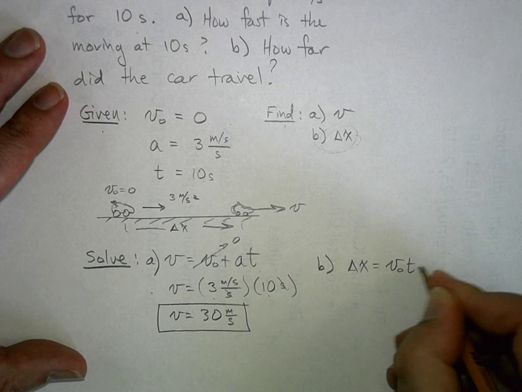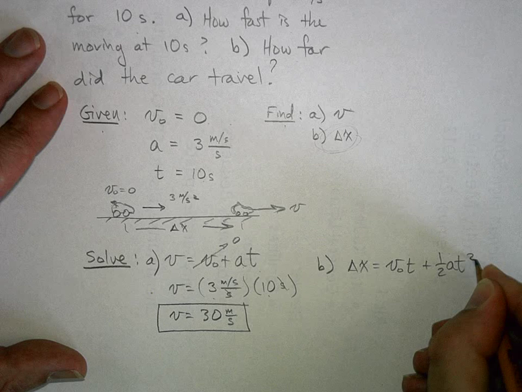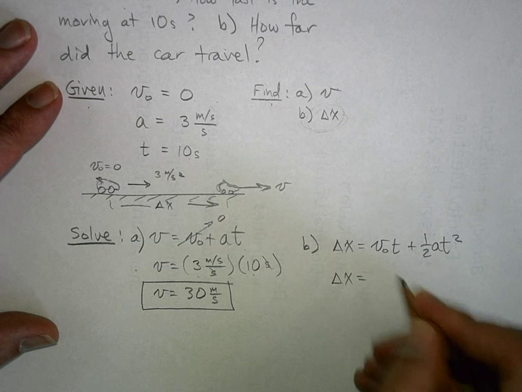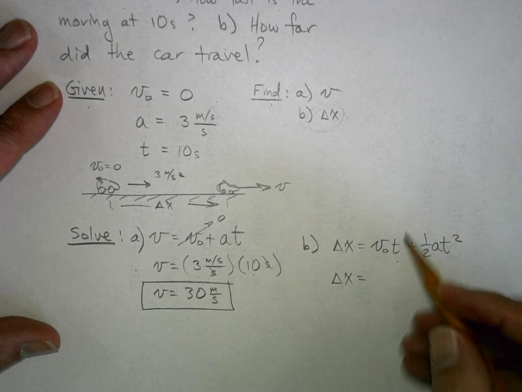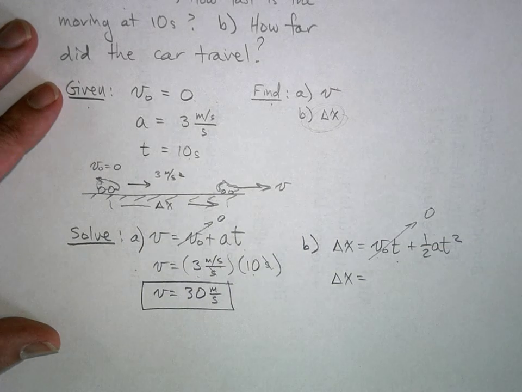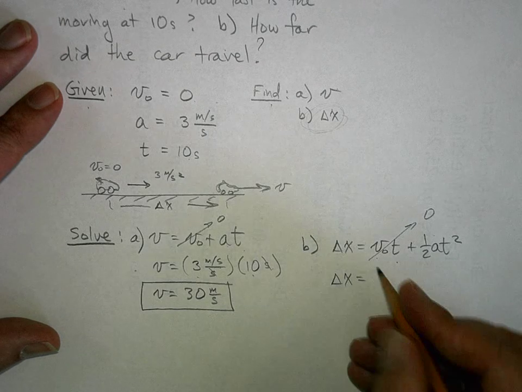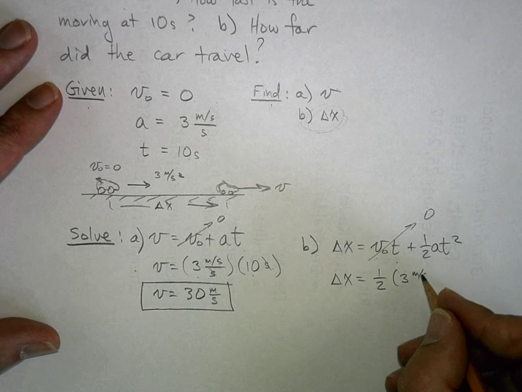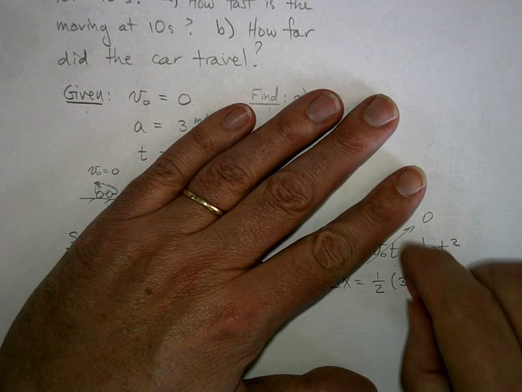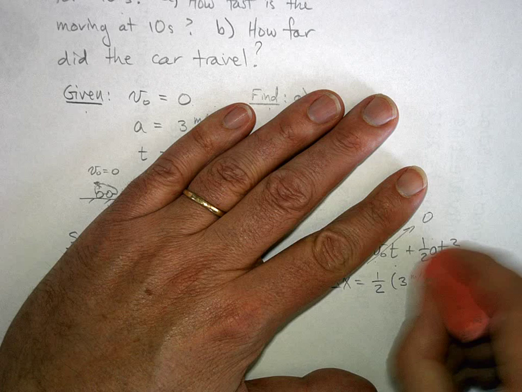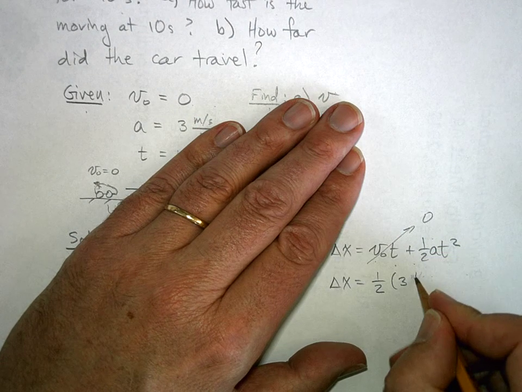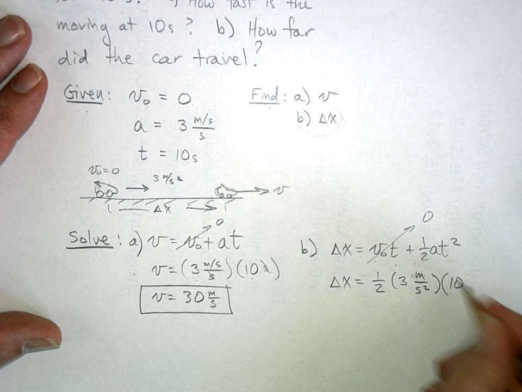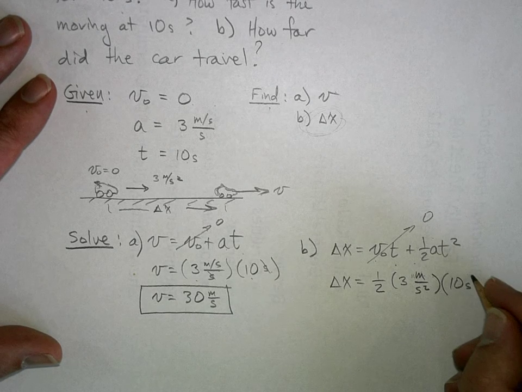And then I plug in my numbers. Delta x equals, now what's v naught? v naught is 0, so it just goes away. And then I have 1/2 times 3 meters per, now actually, I'll go ahead, I'll show you why. I kind of go back and forth between meters per second every second. 3 meters per second squared times 10 seconds squared.